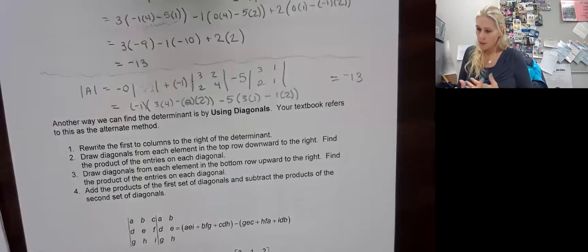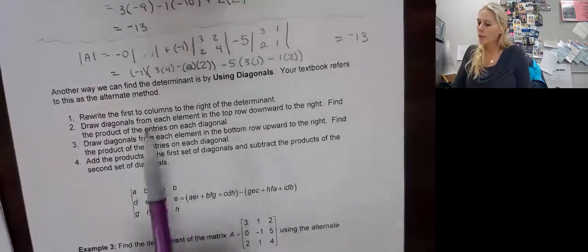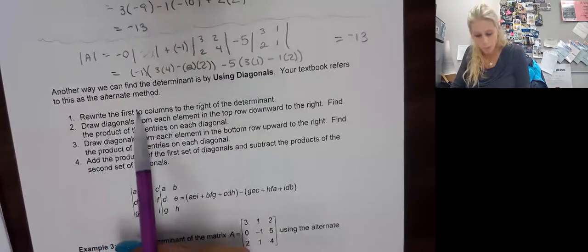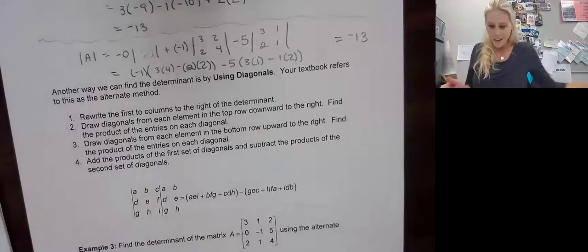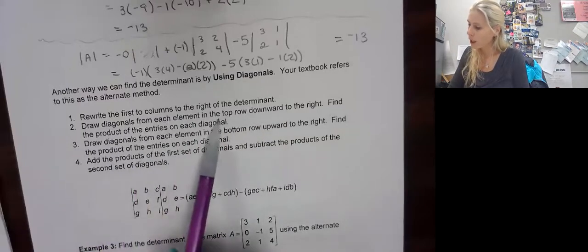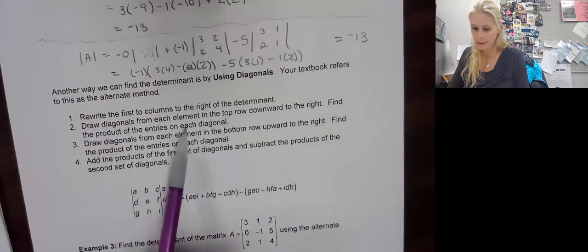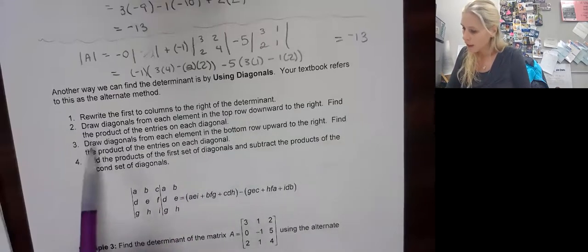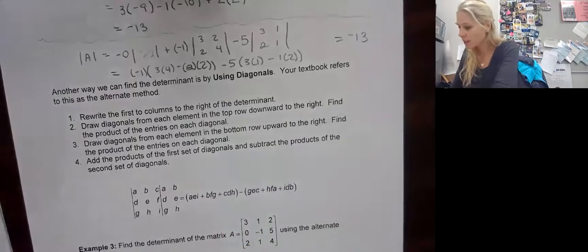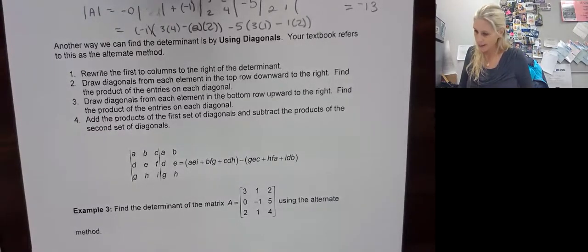The other thing that we can do is we can use the diagonals. So here's what we're going to do. Rewrite the first 2 columns to the right of the determinant. Draw diagonals from each element of the top row downward to the right. Find the product of the entries in each. Then draw diagonals from each element of the bottom row upward. Again, I'm going to show you how to do this in a minute. Add the products of the first and subtract the products of the second.